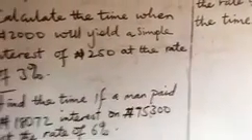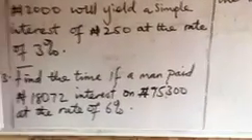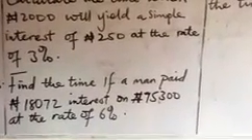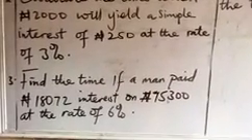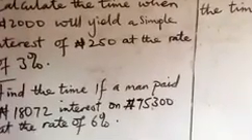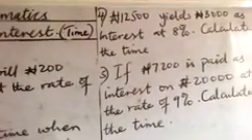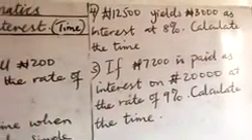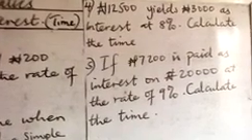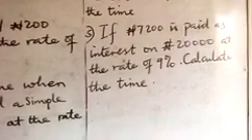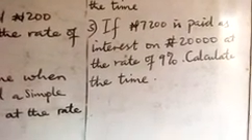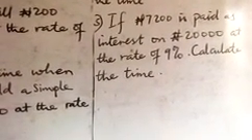Very good. Number 2, calculate the time when 2,000 naira will yield a simple interest of 250 naira at the rate of 3%. Number 3, find the time if a man pays 18,072 naira interest on 75,300 naira at the rate of 6%. Number 4, 12,500 naira yields 3,000 naira as interest at 8%. Calculate the time. And the last question, if 7,200 naira is paid as interest on 20,000 naira at the rate of 9%, calculate the time.